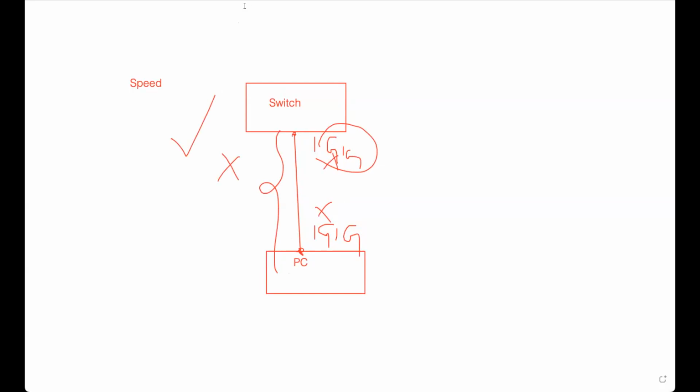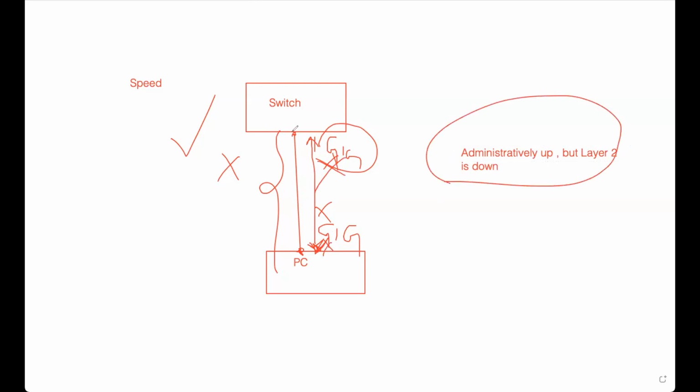You will see that it is administratively up, meaning you are trying to bring it up, but layer 2 is down. These two devices will try to negotiate the speed at layer 2. If the speeds are not matching, the interface will never come up.